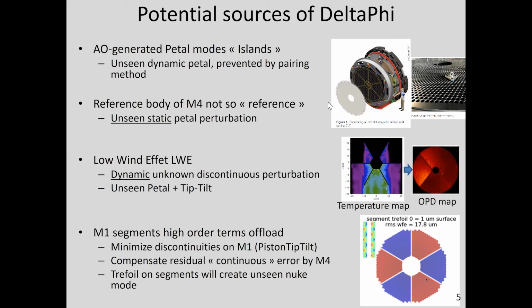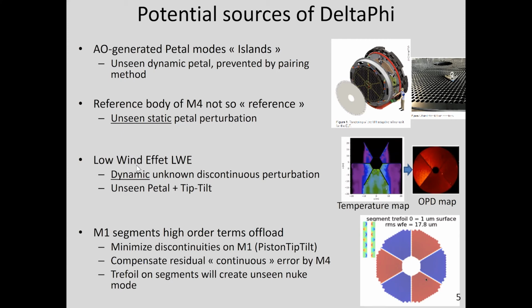Another source of them in the ELT is the presence of a segmented M4 deformable mirror that is not completely able to phase each of the 6 petals of its surface, due to the fact that the reference body that is supposed to make a uniform mechanical reference for each of these 6 petals is not completely referenced and is not really able to phase everything. So this will translate into an unseen static petal perturbation.